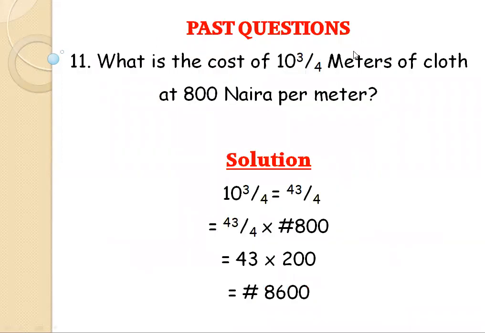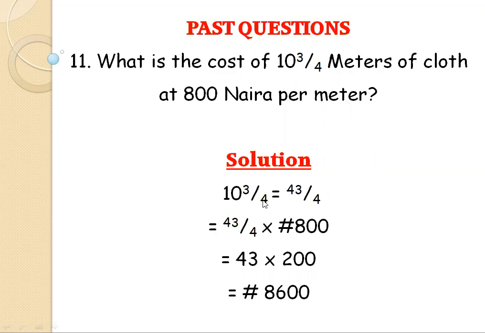Okay, number 11 says, what is the cost of 10 and 3 over 4 meters of cloth at 800 naira per meter? So the first thing we're going to do is change this. This is a mixed fraction, isn't it? It's a mixed number, so let's change it to an improper fraction.